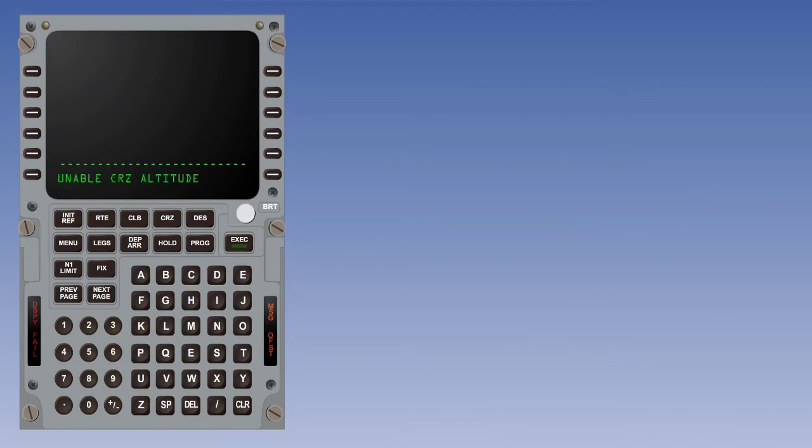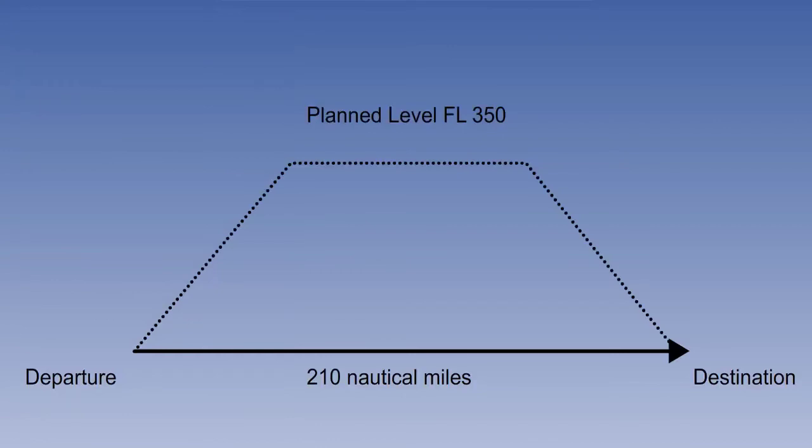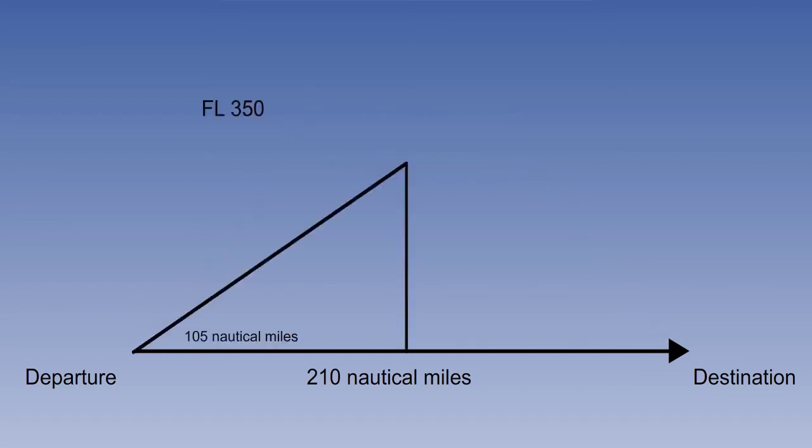Another possible message is unable cruise altitude. This is because the journey is too short for the requested cruise altitude. Suppose the route distance is 210 nautical miles and we select flight level 350. The computer will calculate the distance required for the climb to that level, taking into account weight, ISA deviation and wind. A typical figure would be 105 nautical miles. It also calculates the descent distance, taking into account the same factors. Typically, this might be 110 miles.